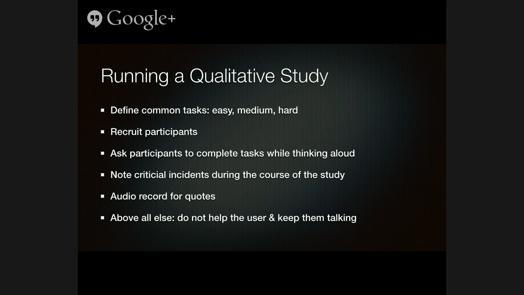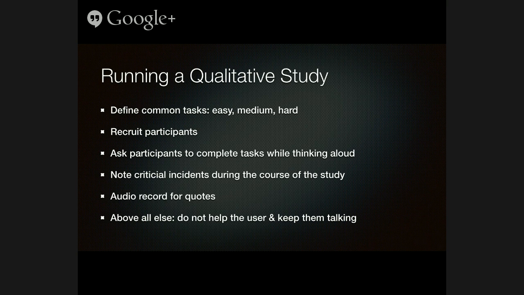So you define some tasks, you recruit some participants, you ask the participants to complete those tasks using the user interface while thinking aloud. And this is called a cognitive walkthrough or a cognitive apprenticeship. It's a method that comes out of social psychology and education that is all about just keeping the person talking and narrating what they're doing.